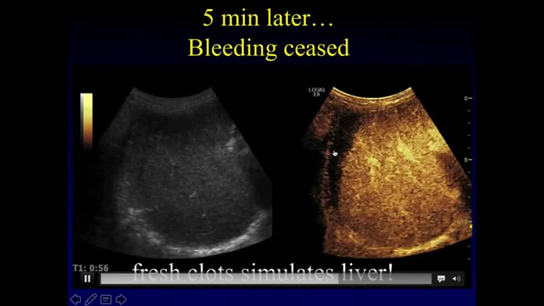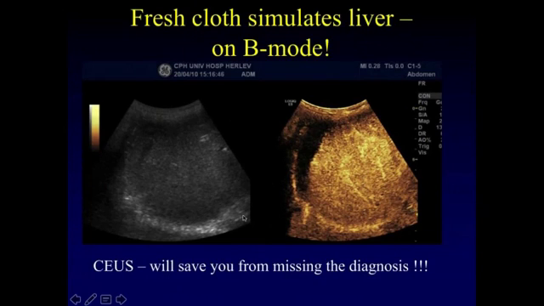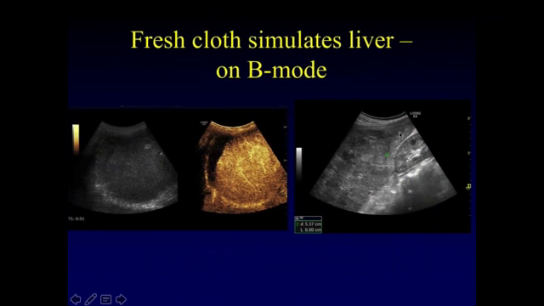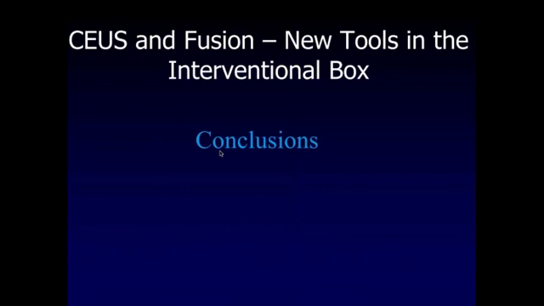CEUS, you can easily see that this coagulated blood is not taking up any contrast agent. So CEUS will save you from missing the diagnosis. On this B mode, you might miss the fresh blood clot because it looks very much like liver. On the CEUS, you will never do it. Again here, fresh blood clot, easily seen. So CEUS will change your way of seeing and help you not miss the important diagnosis.